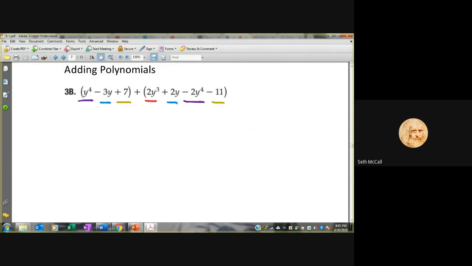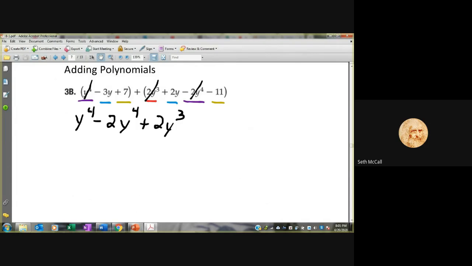So now we're going to go back. Let's rewrite this so we have all of our like terms together. So we have a y to the fourth, followed by a minus 2y to the fourth. So that took care of the purple terms. Then we go to the red one right there, which is a plus 2y to the third.